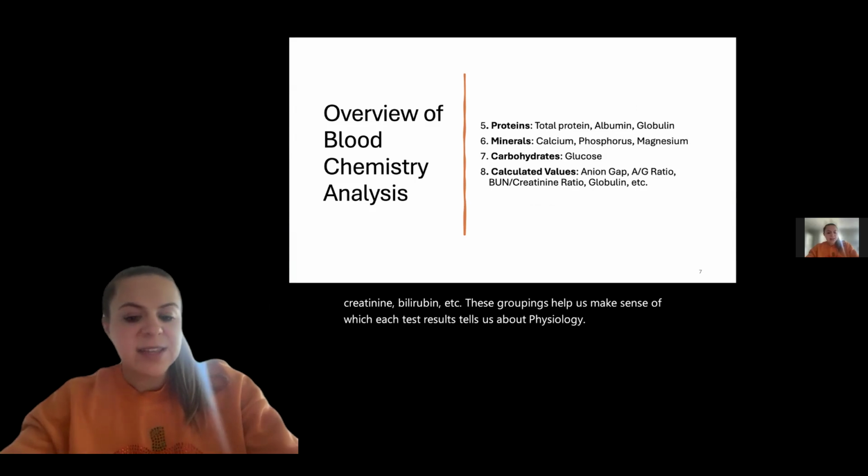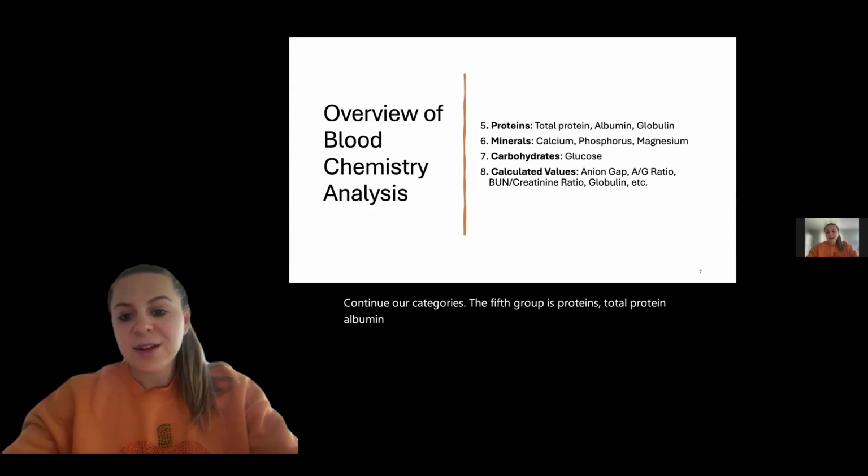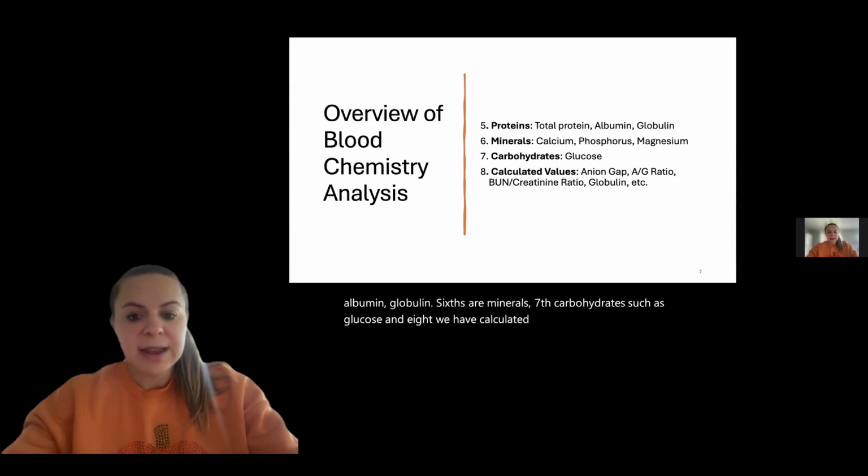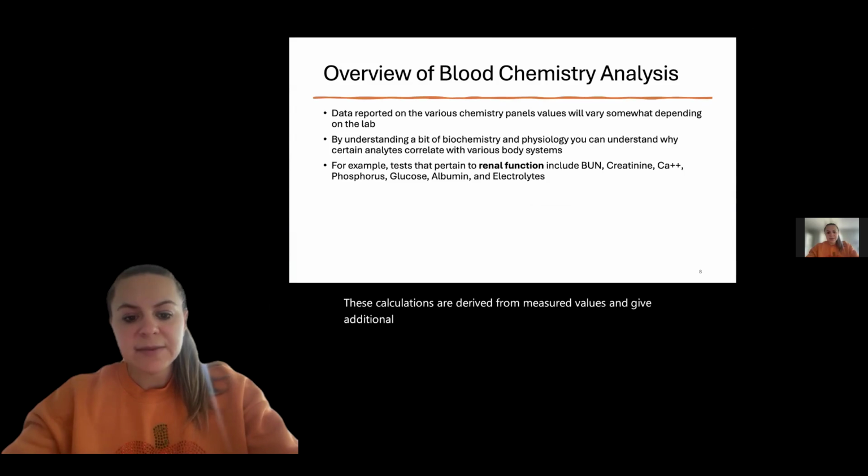Continuing our categories, the fifth group is proteins: total protein, albumin, globulin. Sixth are minerals. Seventh, carbohydrates such as glucose. And eighth, we have calculated values: anion gap, ratios, etc. These calculations are derived from measured values and give additional clinical insight.